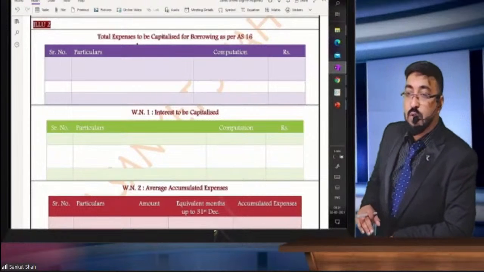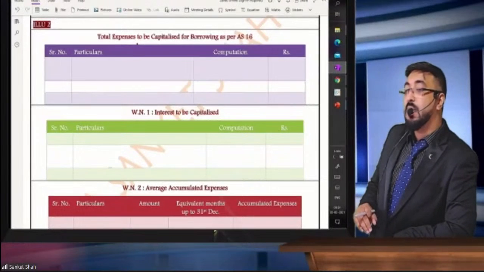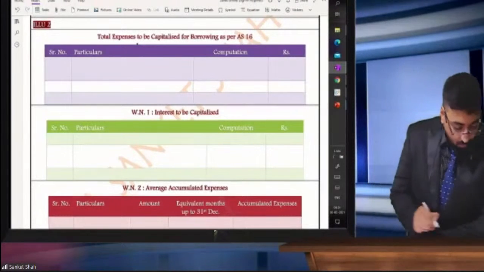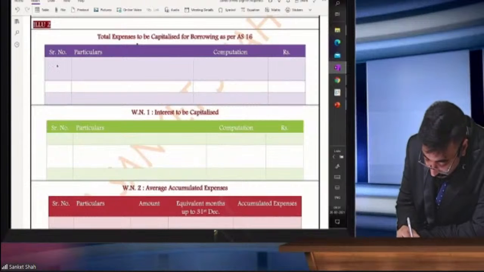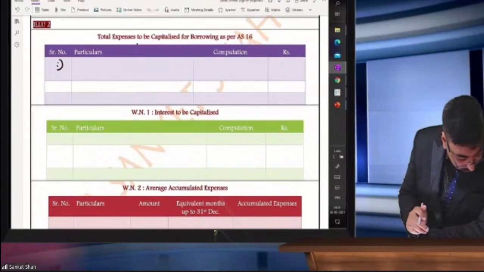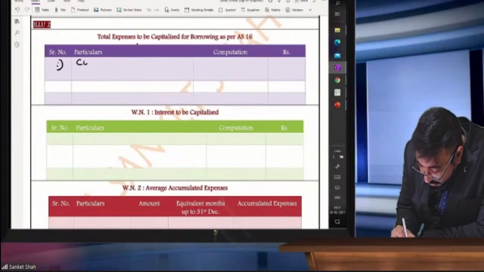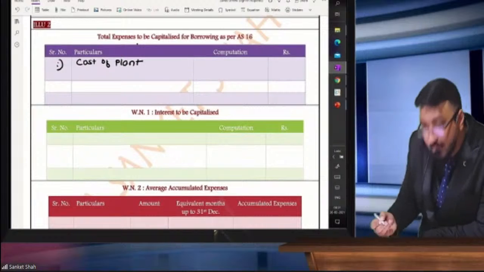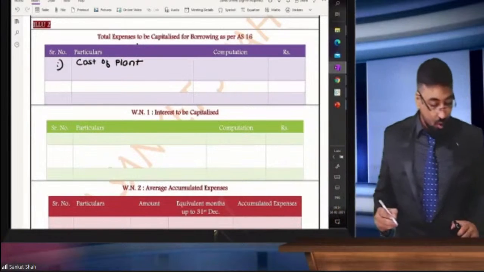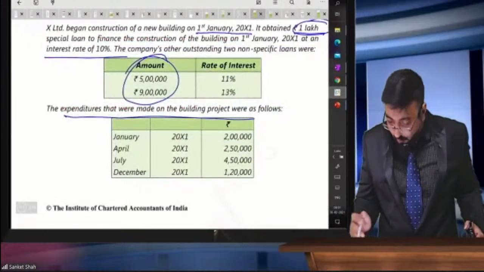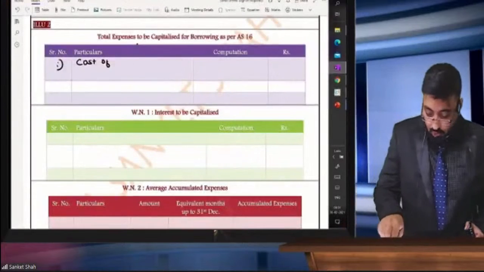Okay. So total expenses to be capitalized for borrowing as per AS 16. Have you written? Roman 1. Write down Roman 1. What is the cost of plant? Write down cost of plant. So cost of, I think this is a plant and machinery only. No, cost of building. Sorry, cost of building.